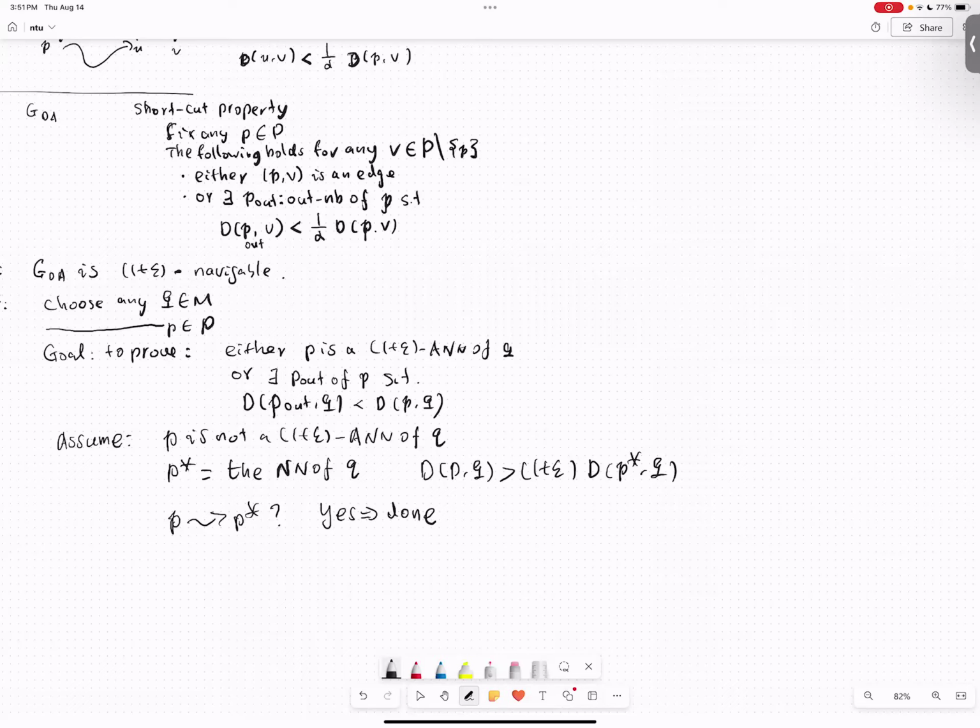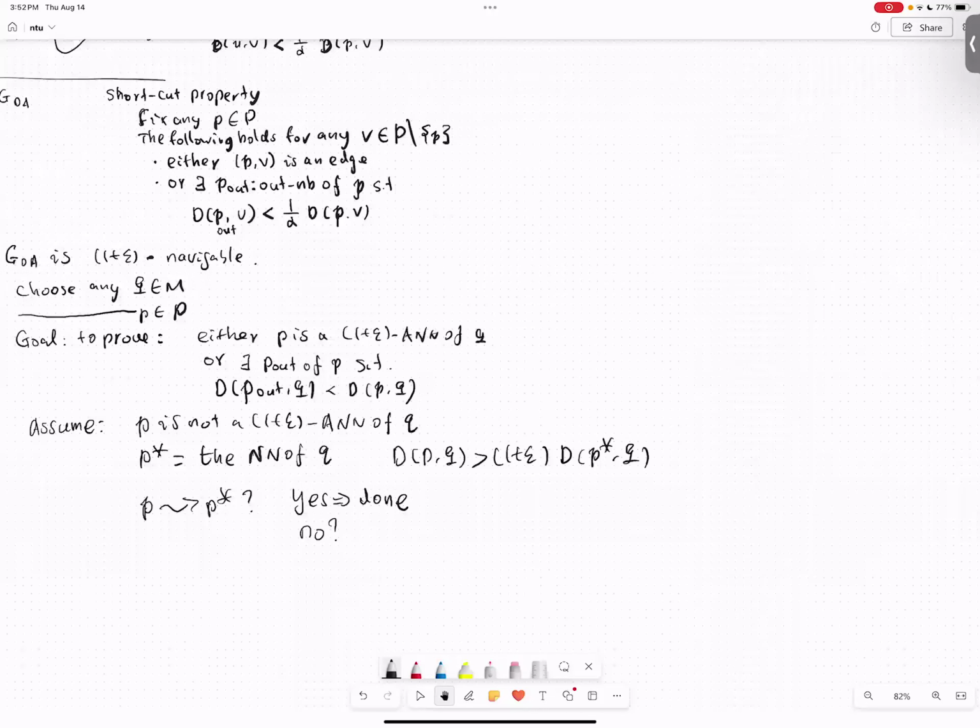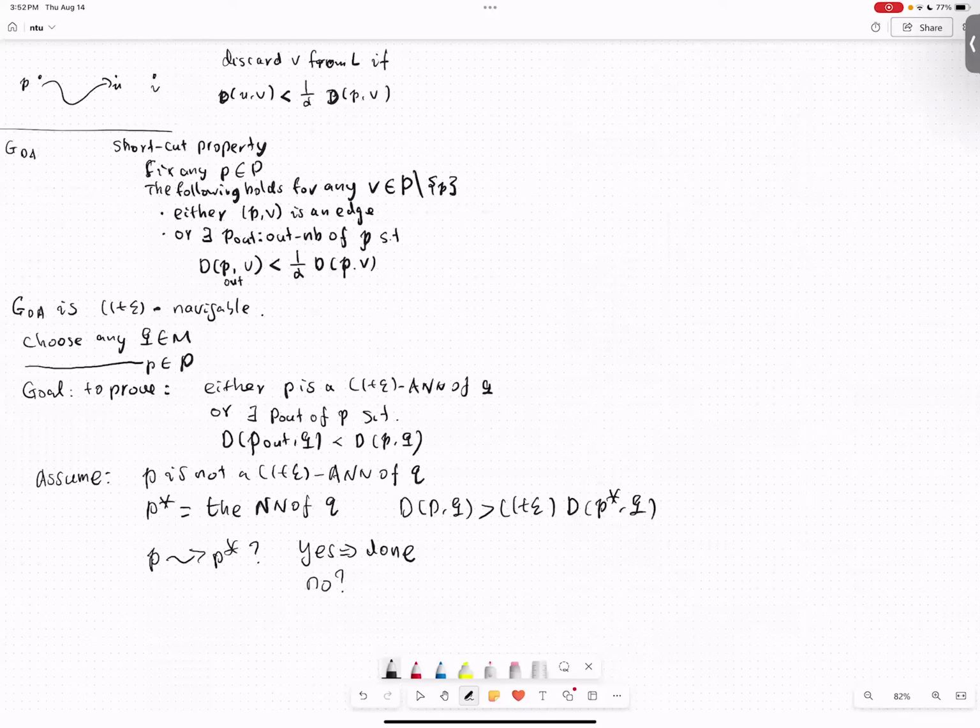Now in terms of logic, the remaining case is to consider what if no. So P star is not an out neighbor of P. Well, if this is the case, we'll utilize the shortcut property. So I'm going to continue here.